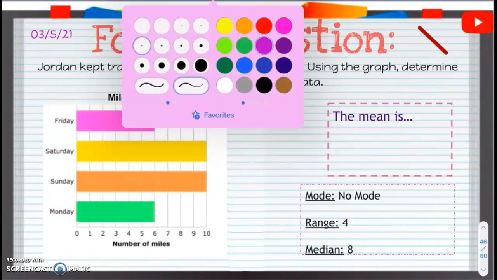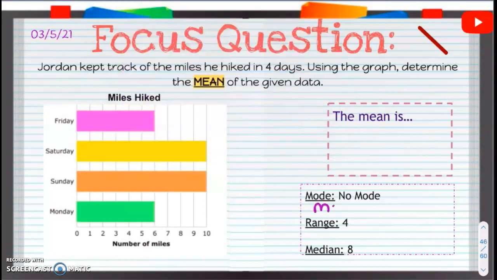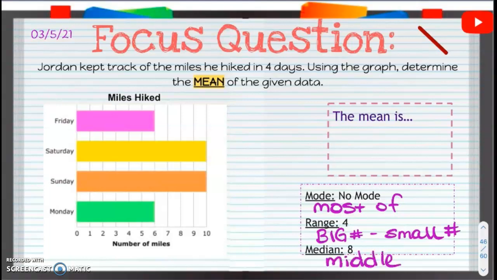If you remember, on Monday we found the mode, which is the number we saw the most of, in which case we did not see any of the most. The range was that big number minus the small number. The median was the middle. Now the mean is kind of mean to us. This is the average.